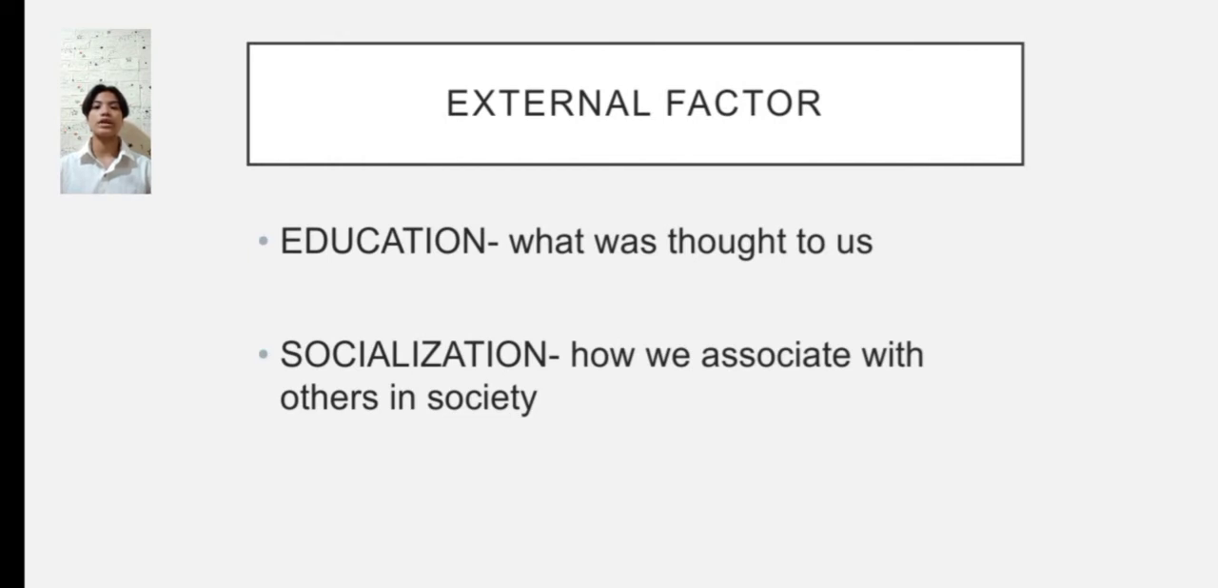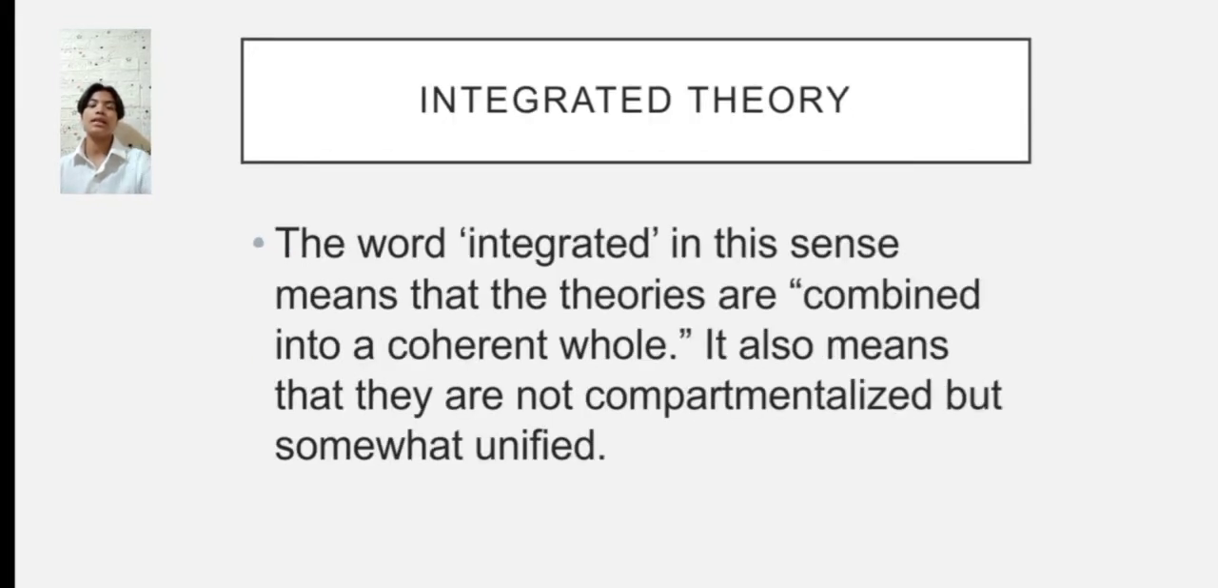Next is about the external factor, which is the education and the socialization. Education is what the school taught to us, and socialization is how we socialize to others in the community. Now, let's proceed to the integrated theory. An example of an integrated theory would be Charles Darwin's theory of evolution and Sigmund Freud's theory of psychosexual development. These two theories have been combined with other psychological theories to form the basis for much modern psychology.